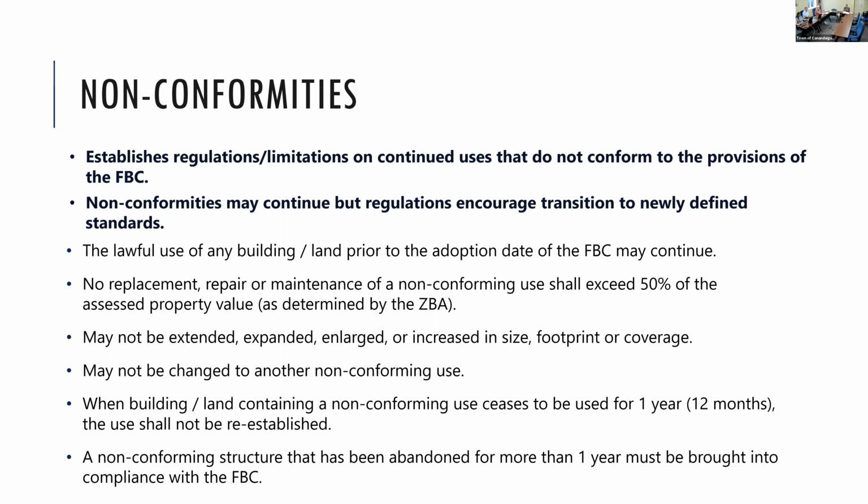But they are allowed to continue until they make a modification that is over 50% of the assessed property value. And we've identified the appropriate party to determine that as the zoning board of appeals. The nonconformity may not be extended, expanded, enlarged, or increased. It may not be changed to another non-conforming use. So although, again, we're not regulating uses, we are still monitoring uses from the perspective of non-conformity, because there still are some non-permitted uses. So it still might apply in some situations.